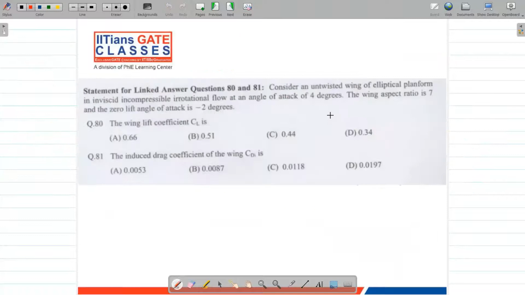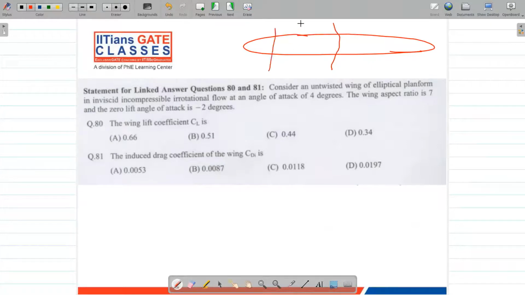All right, let's look at this numerical problem. Consider an untwisted wing of elliptical planform in an inviscid incompressible irrotational flow. So you have an elliptical planform wing and it is untwisted. So the geometric angle of attack at every location is basically the same. Let's call it alpha, it is going to be constant throughout.